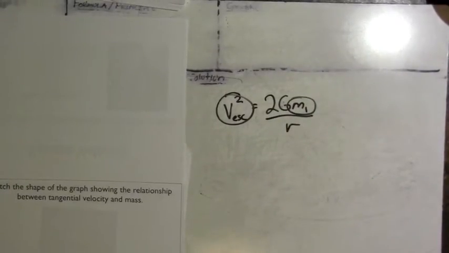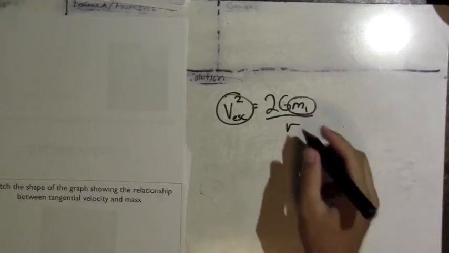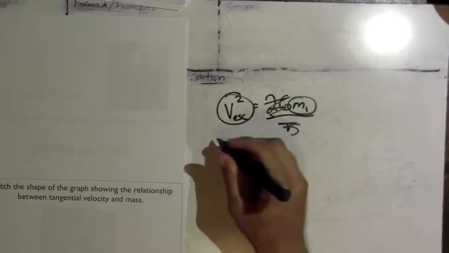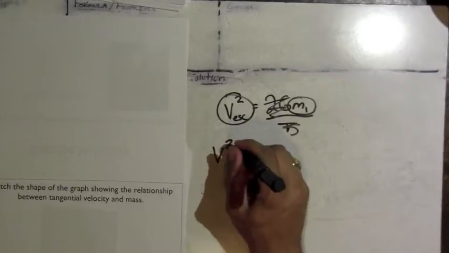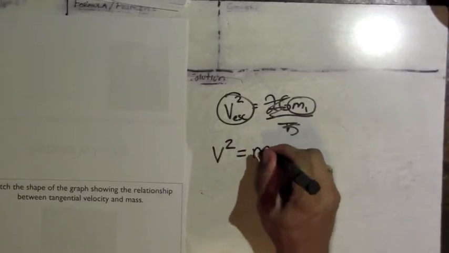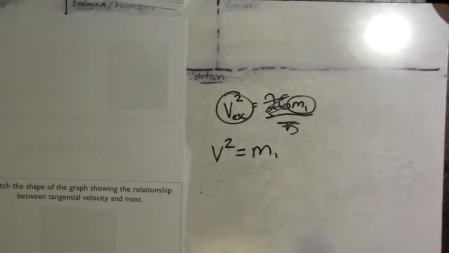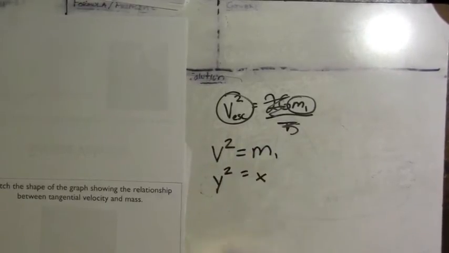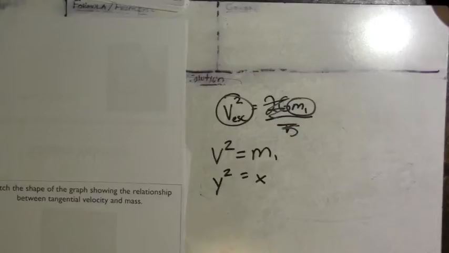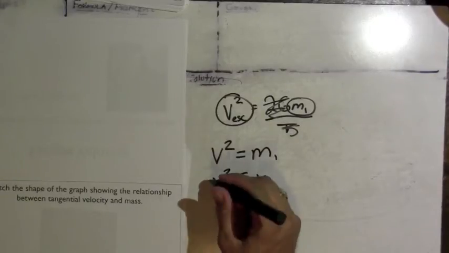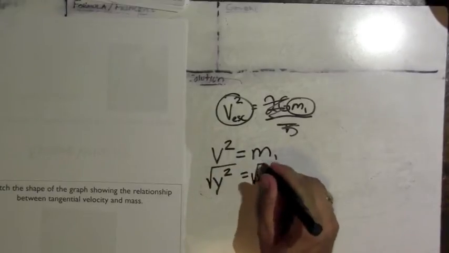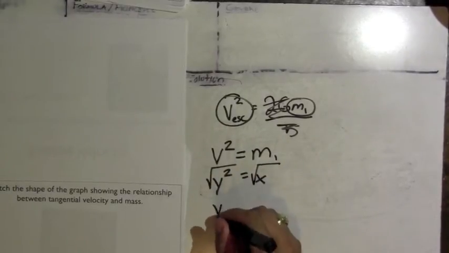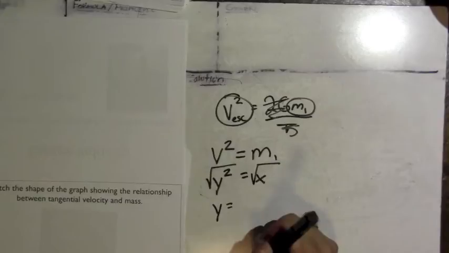So in this case, we would say, okay, everything else goes away, and what I'm left with is v squared is equal to m1. We substitute in y squared equals x, which is a rather difficult graph for us to graph in a graphing calculator. So what we're going to do is take the square root of both sides, and when we do that, we will get y is equal to the square root of x.